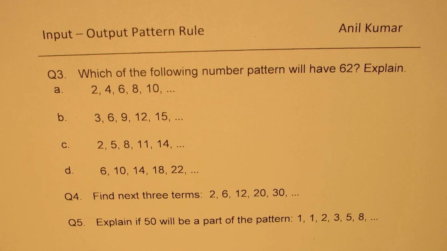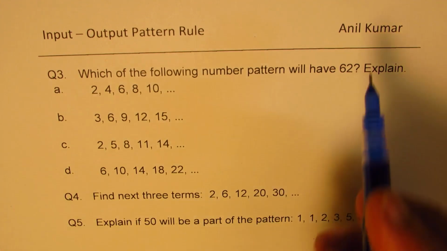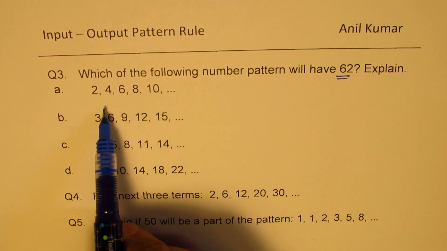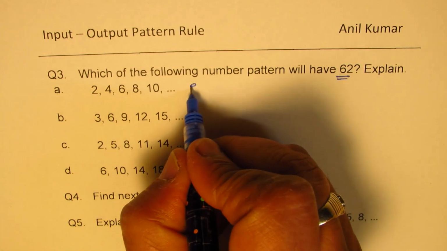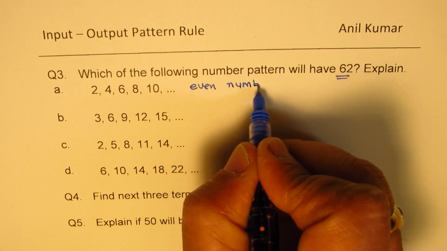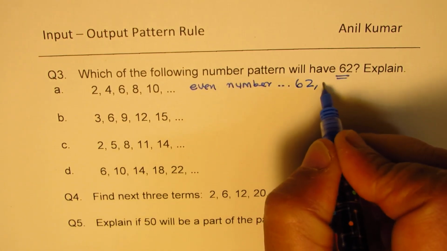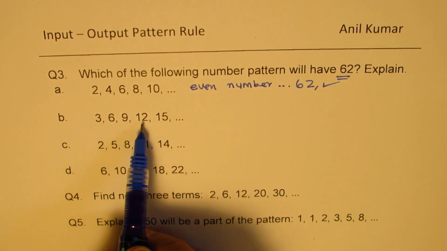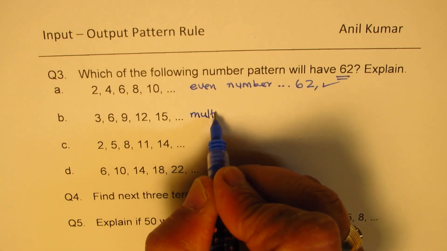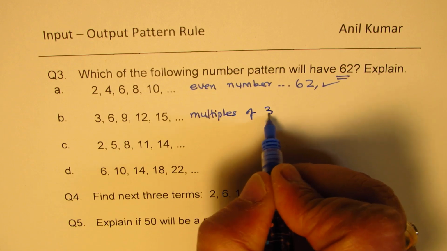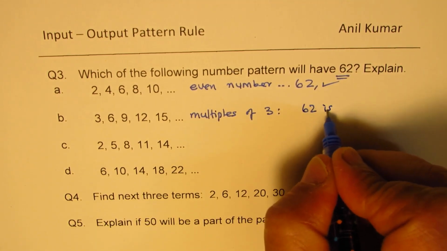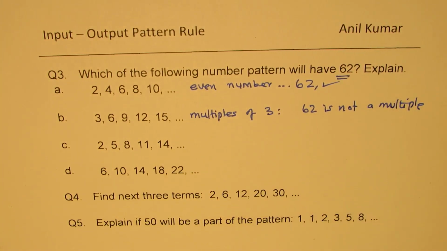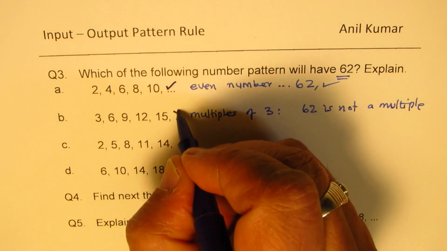Now let's look into question number 3. Which of the following number patterns will have 62? Explain. Okay, let's see. 2, 4, 6, 8, 10. These are all even numbers, correct? So definitely we'll get 62 here, right? That is okay because 62 is also even. The next pattern is 3, 6, 9, 12, 15. These are multiples of 3. So 62 is not a multiple, so 62 will not be there. 62 will be there in the first, but not in this one, correct?